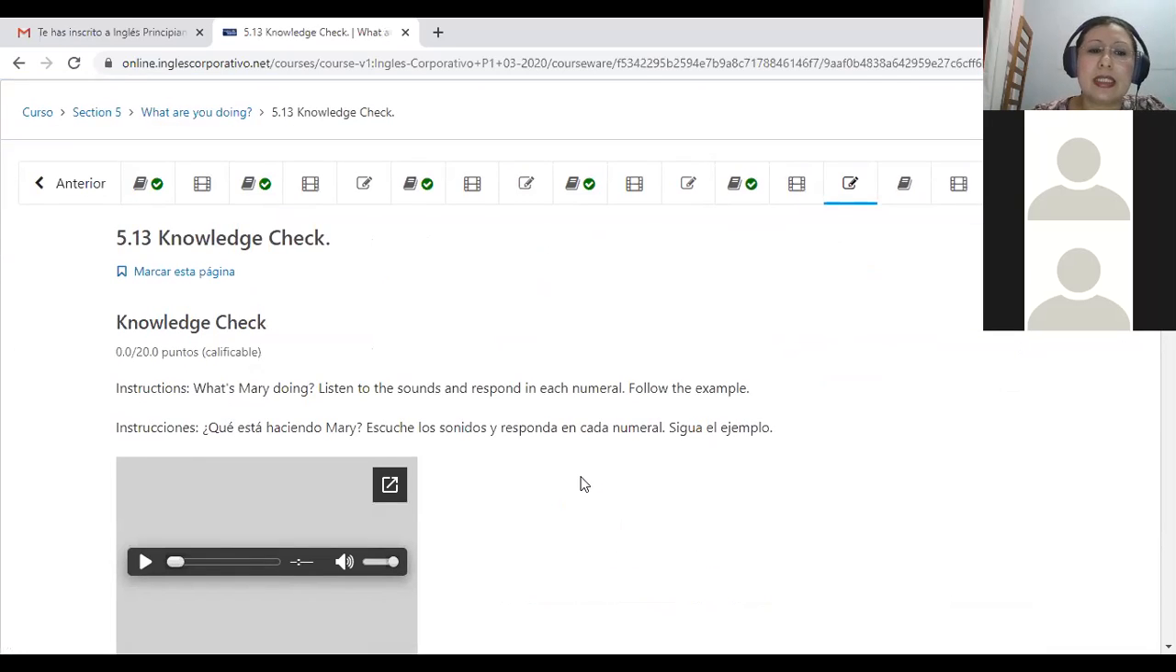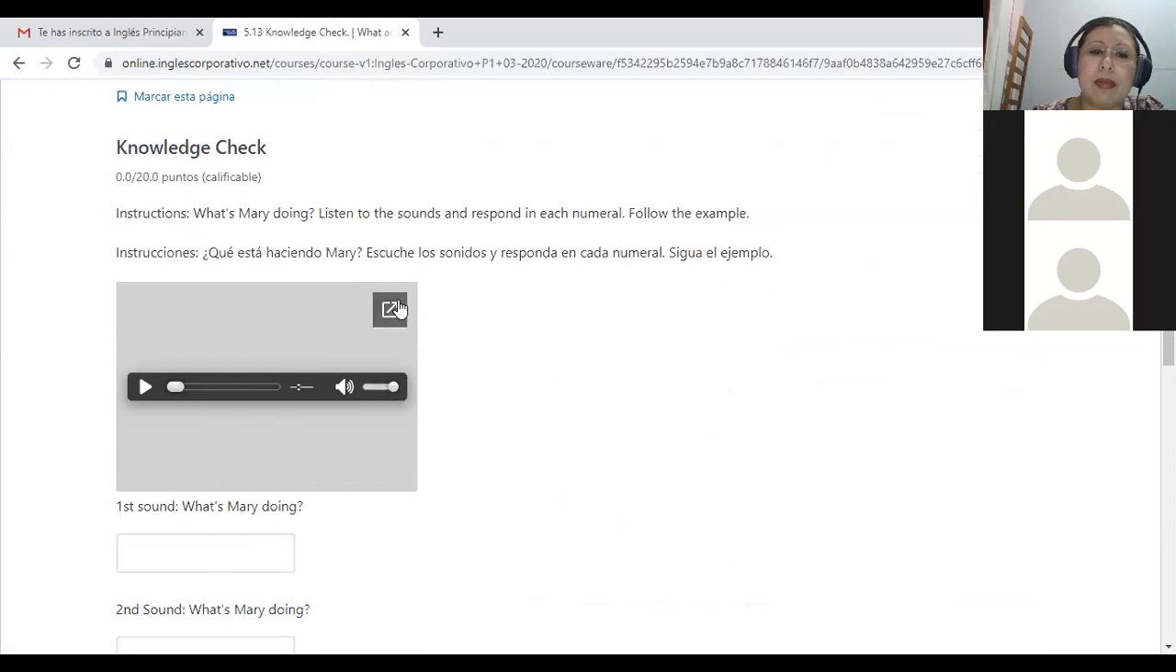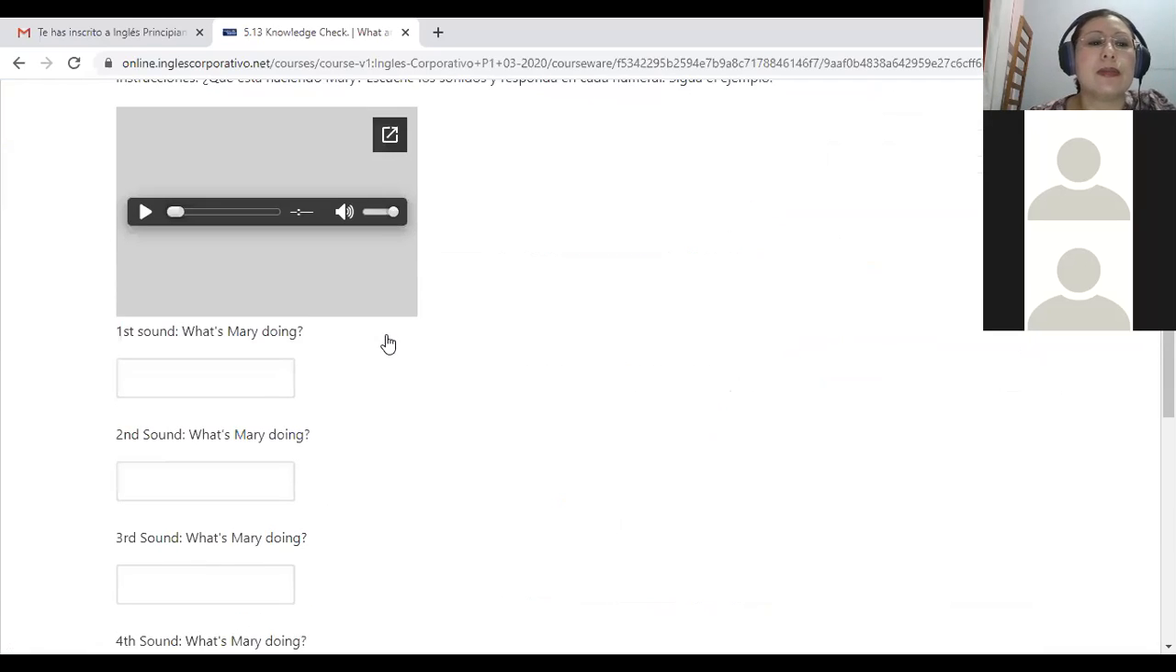In the knowledge check it says, what's Mary doing? And it says, listen to the sound and respond in each numeral, follow the example. And then you have to listen. Remember that in order to listen to this audio, you have to click here. And then an external window is going to open, and then you can listen exactly what it says. So the first sound is, what's Mary doing?